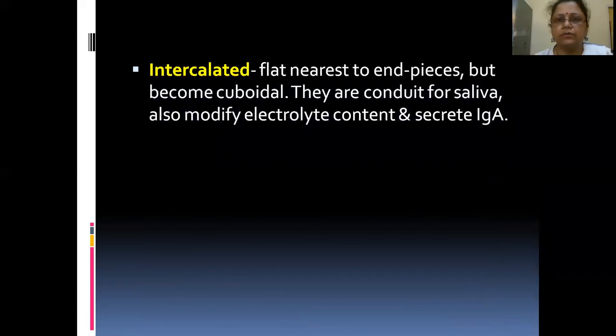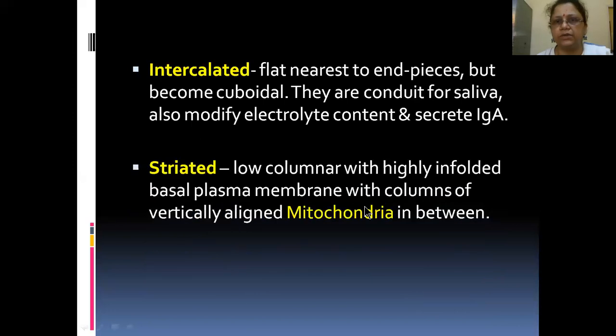So, around one or two lines each have been added on the duct system. Intercalated ducts are flat and nearest to the end pieces. End pieces means the alveoli or acini. Some people once asked me what is the difference between acini and alveoli. Actually, acini are rounded, bulb type, and alveoli are pear-shaped. In some books it is mentioned as the same thing. They are a conduit for saliva, also modify electrolyte content and secrete immunoglobulin A.